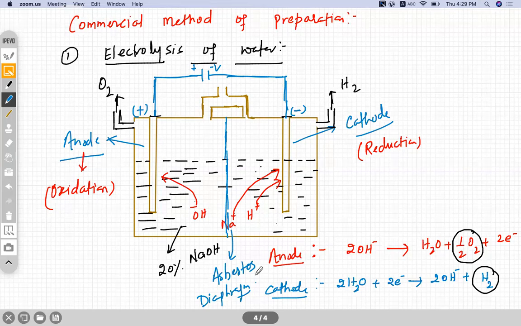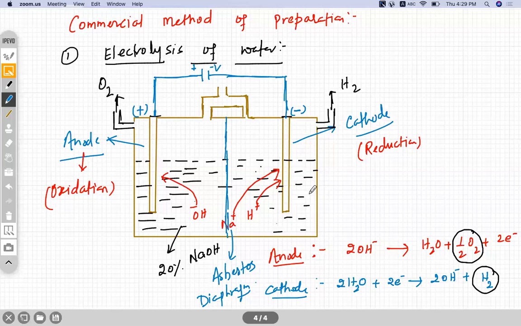So it depends upon the ionic mobility of ions also. H plus has a little higher ionic mobility than OH minus. So yes, you can say after electrolysis, when the electrolysis starts, the electrolyte will be slightly negatively charged. More number of negative ions will be there. Correct? So this is the electrolysis of water.